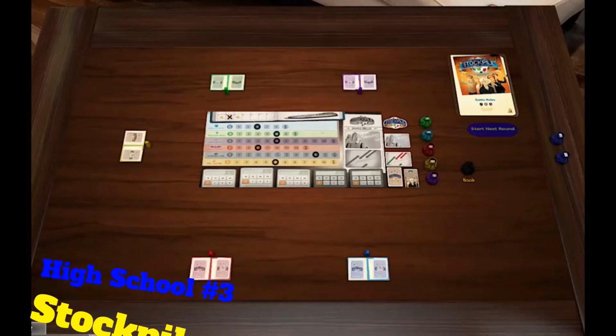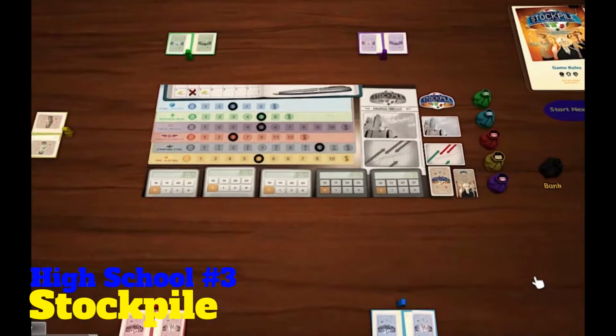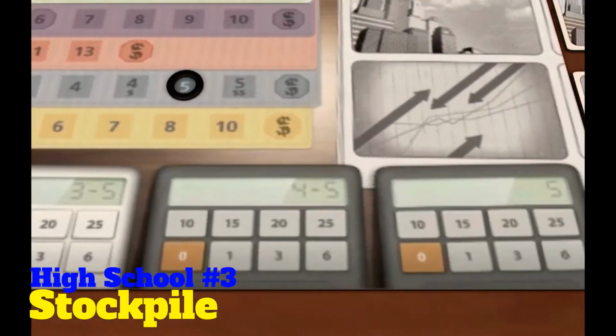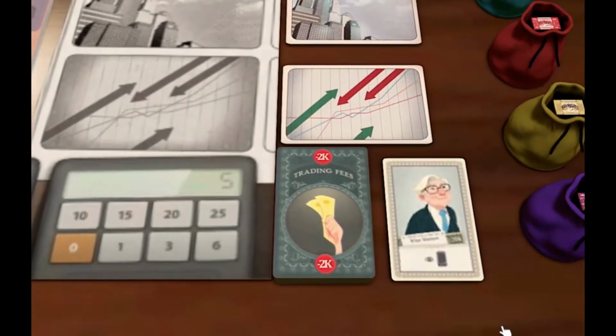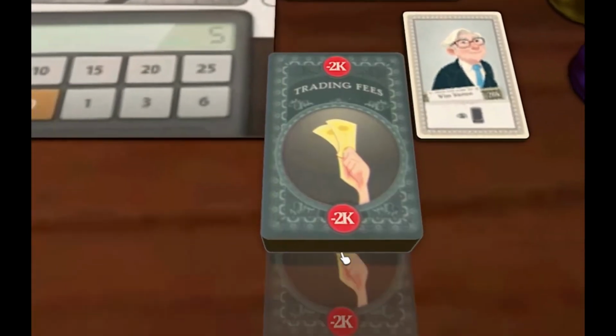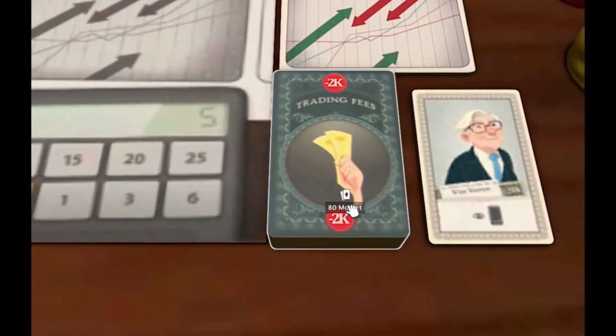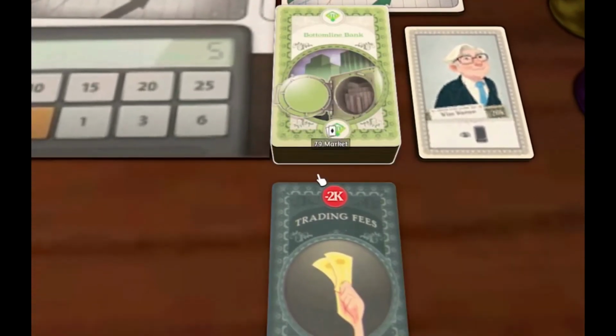Number 3, okay, so Stockpile. This is a game that we found when we went to Gen Con back in 2015, and Stockpile, I would say, is a little more elegant version of Stock Ticker. It's one of the newer games on the list. It's an economic board game that focuses on buying low and selling high.